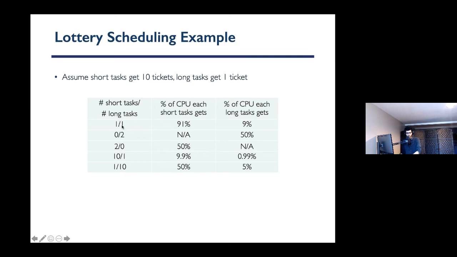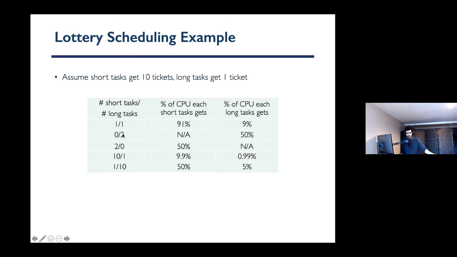If we have 1 short task and 1 long task, then as long as the short task is in the system, because if the short task runs and finishes, then all the time goes to the long task. But as long as you have the short task in the system, the short task is going to get 91% of the CPU, and the long task is going to get 9%. And this is on average, right? On average, in a long period of time, this is going to be the case.